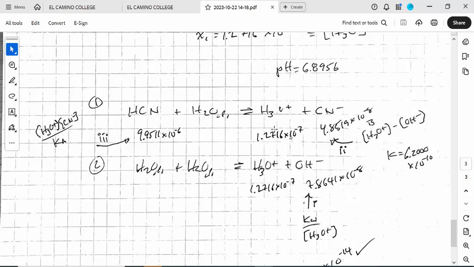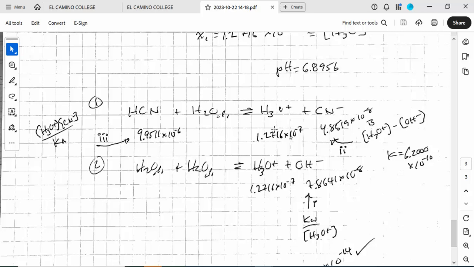And then we double check. You see the hydronium is the same for both equilibria. And then the K's check out. So the K for step 1 checks, 6.2 is what it's supposed to be, times 10 to the minus 10. And the K for step 2 checks, it's 1 times 10 to the minus 14 is supposed to be. And so when we double check the K's, they work out, and the common ion has the same concentration in both equilibria.